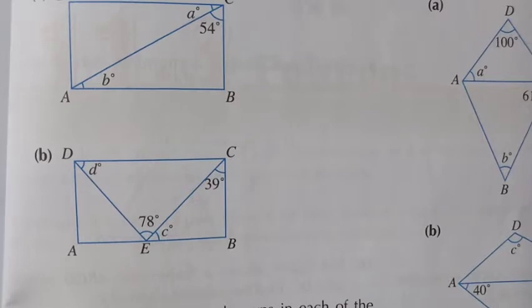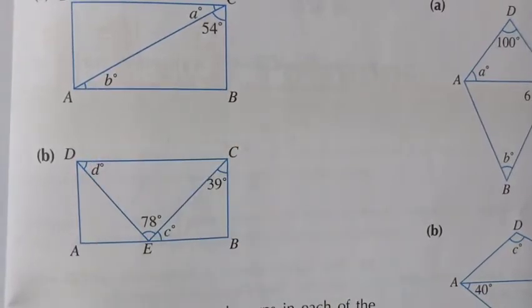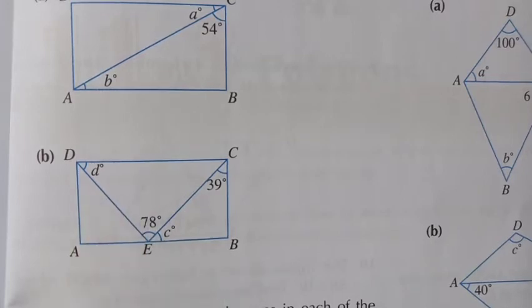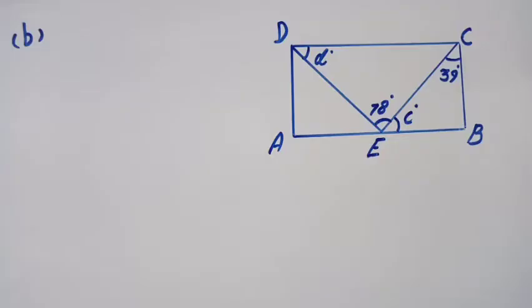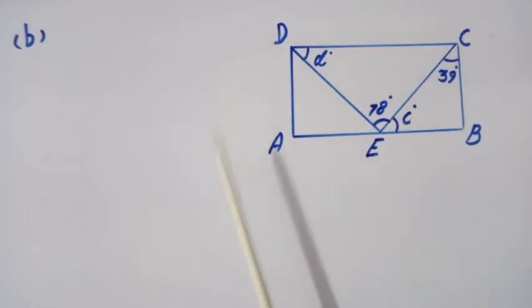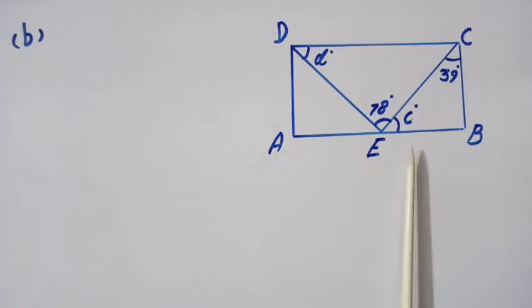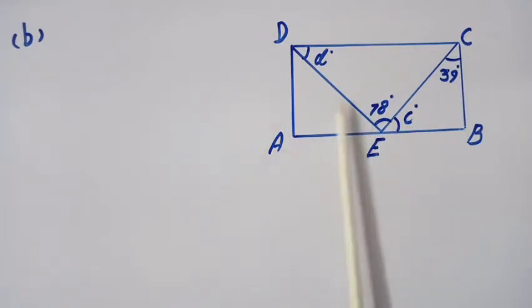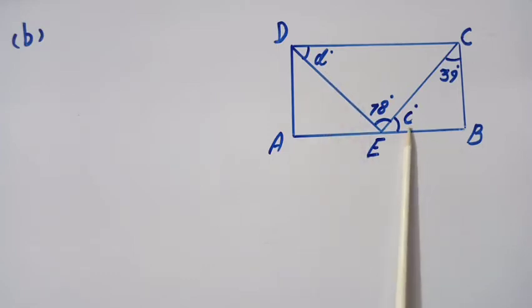Now part B. Over here, this is rectangle ABCD, and we have to find out the unknown angles, this angle C and this angle D, right? In this part B, this is rectangle ABCD, and the unknown angles are C and D. First we will find out this angle C.